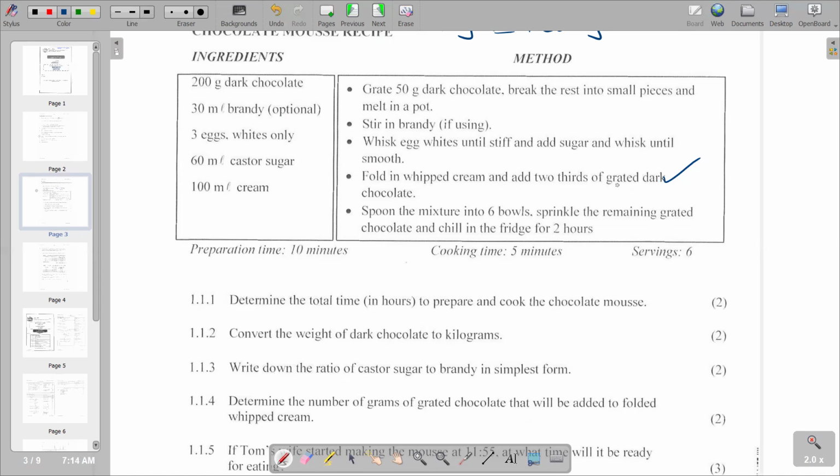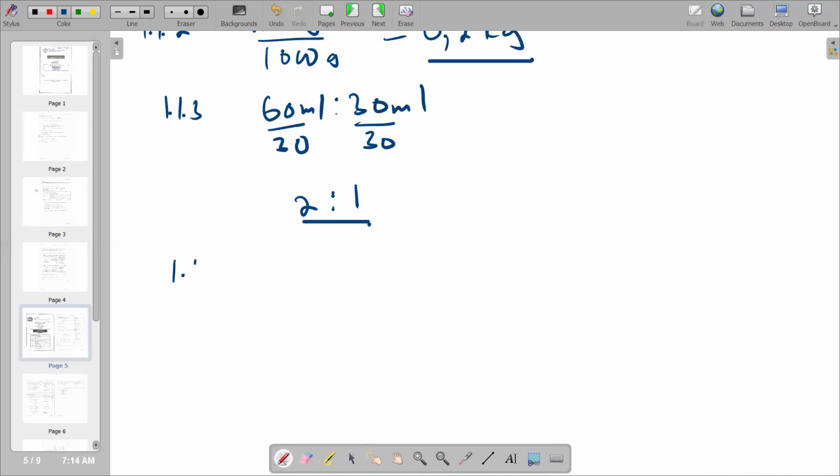So we have 2/3 of grated dark chocolate. We see the proportion that we have of dark chocolate is given here as 50 grams. So obviously we are going to say 2/3 of 50 is going to be our calculation. So we are looking for the number of grams, which is equal to 2/3, and then we multiply by 50.